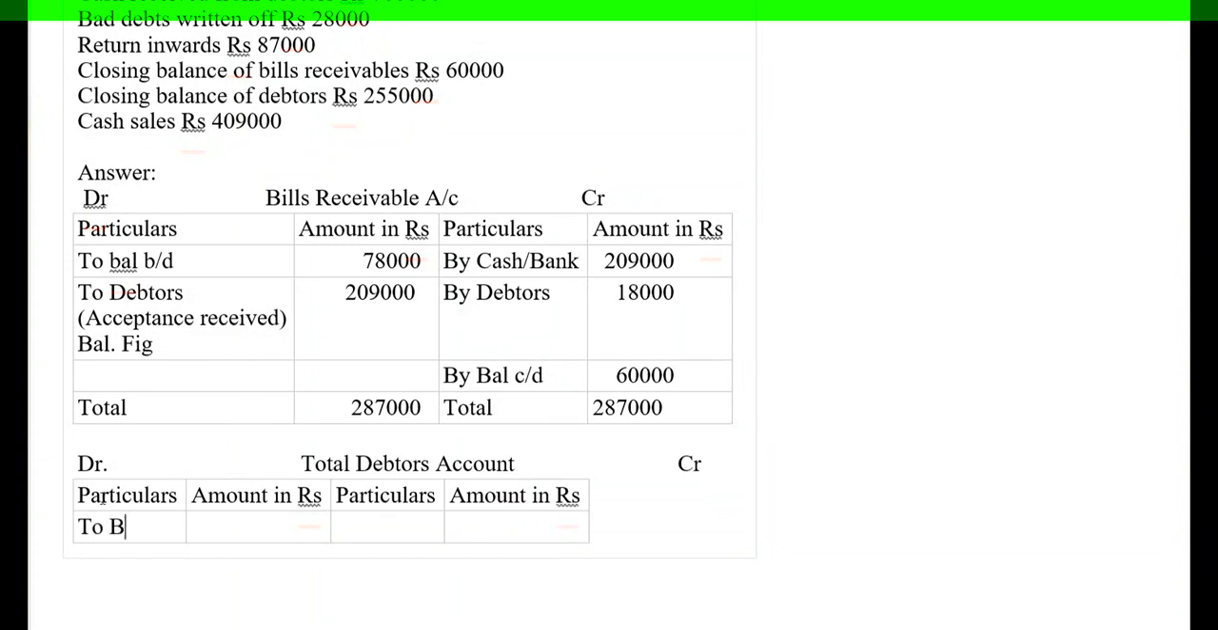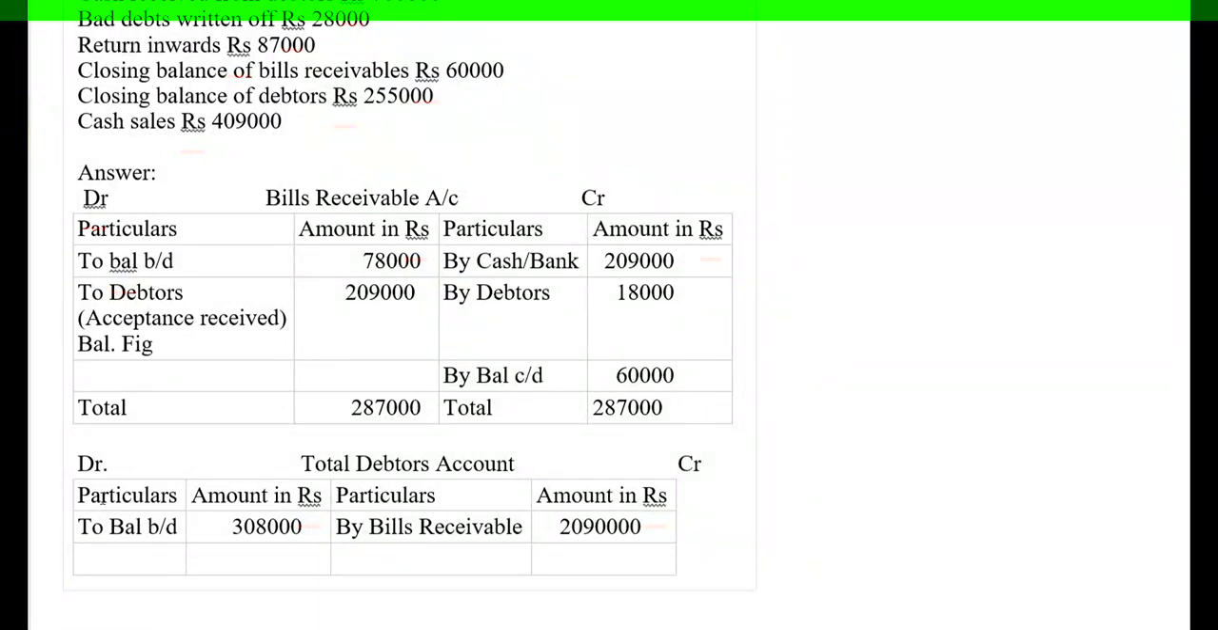We are given the opening balance. So let us write here to balance brought down. The balance given in the problem is 3,08,000. Then, while preparing the bills receivable account, we found the balancing figure as the acceptance received. That we should record when the bills are received from the debtors. So total debtors is credited by bills receivable, which amounts to rupees 2,09,000.